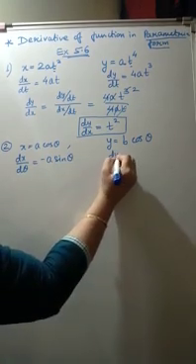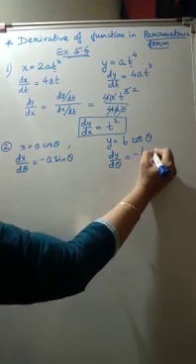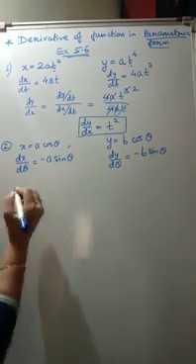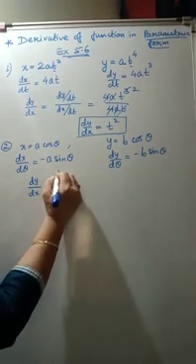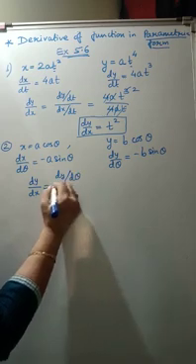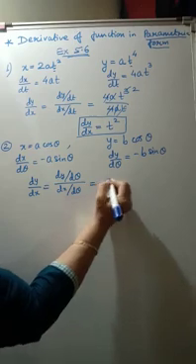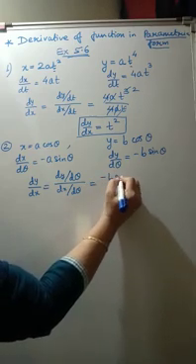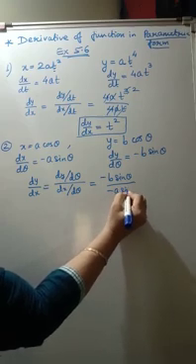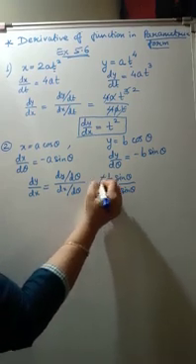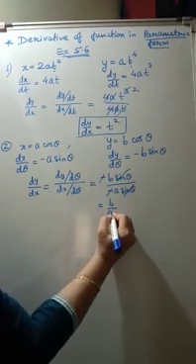Now this is dy by d theta. What is dy by d theta? Minus b sin theta. So what is dy by dx? It is equal to dy by d theta over dx by d theta, which is minus b sin theta over minus a sin theta. Minus minus cancel, sin theta cancel, so it is b upon a.